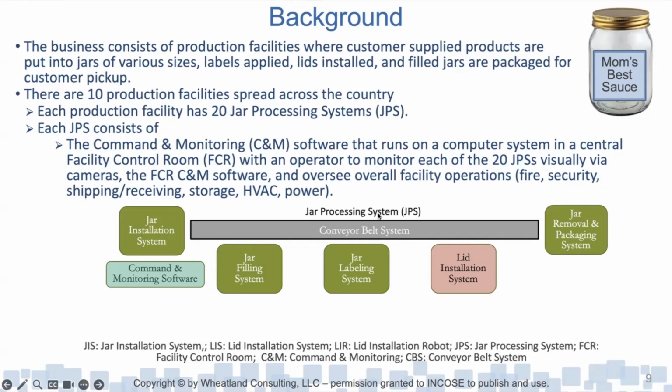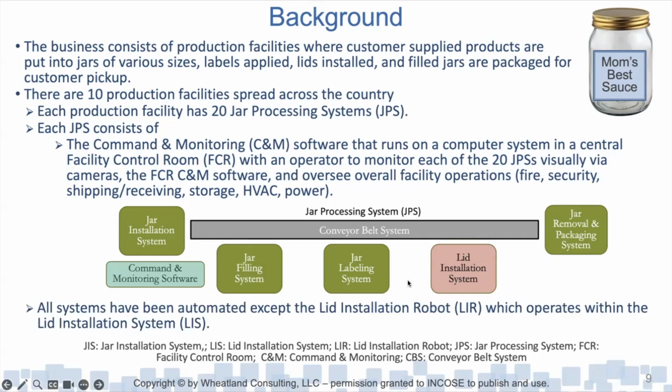You look at the jar processing system, there's a jar installation system that puts empty jars on a conveyor belt. There's a jar filling system that puts whatever the customer's product is into the jars. There's a jar labeling system that puts the label on the jars. There's the lid installation system and the jar removal and packaging system that takes the completed filled jars and puts them into packaging for customer pickup. Our focus is on the lid installation system.